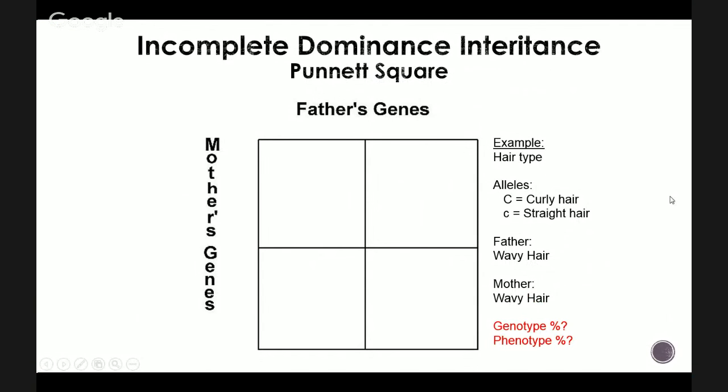Okay, so there's another type of inheritance pattern that we look at. This is called incomplete dominance. This is kind of like dominant recessive, but we also call it co-dominance. So if you've got a piece of paper, go ahead and make your Punnett square, and we'll work on this one together.